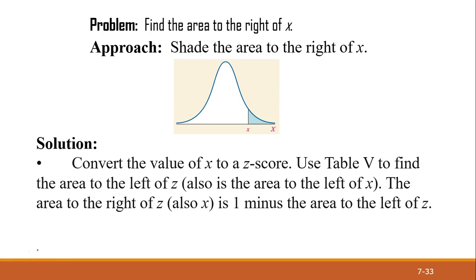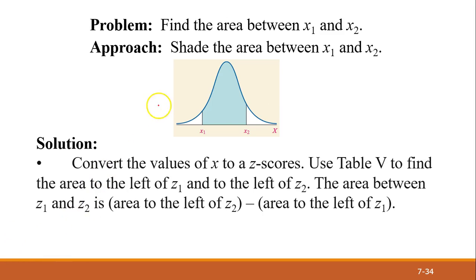Now, just to review a little bit more, if your problem says find the area to the right of an x value, again, convert your x to a z-score, use the table, and then this z-score finds the area to the left. So this whole region in white here, it will give you. So what you do is say 1 minus that whole area, and that will find you this region over here that you are looking for.